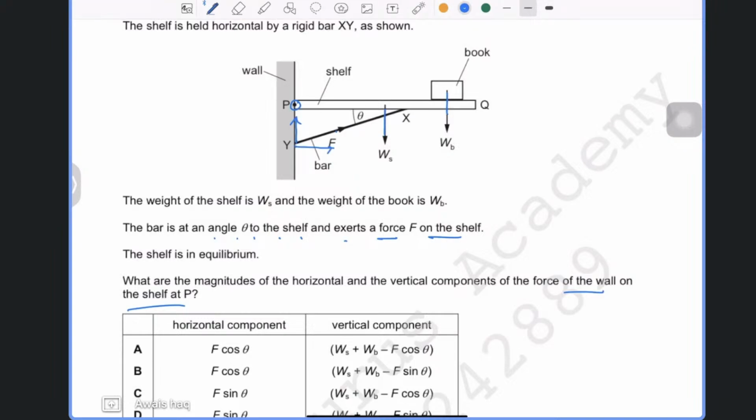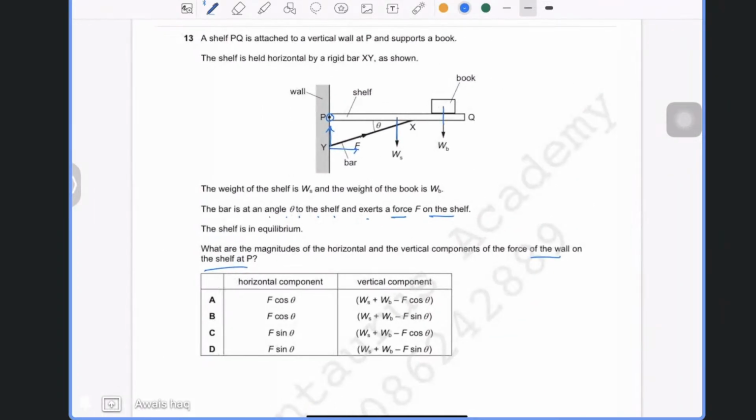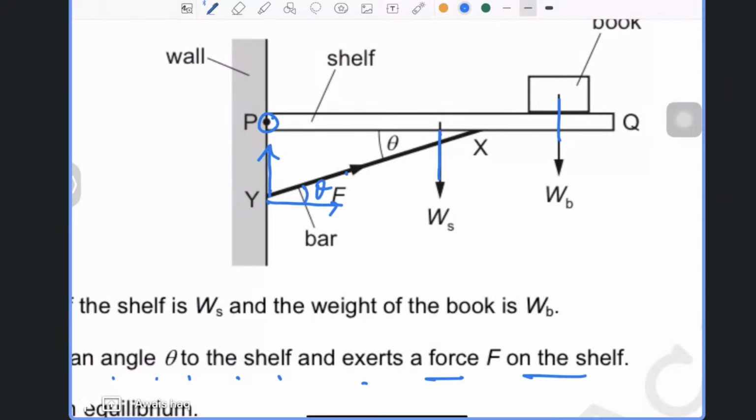Now the upward component that you see, this angle has to be the same angle as this angle. Do you agree? Yes. Which means that this would be F cosine theta, and this will be F sine theta.